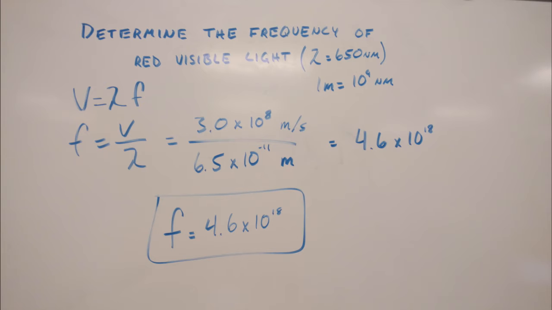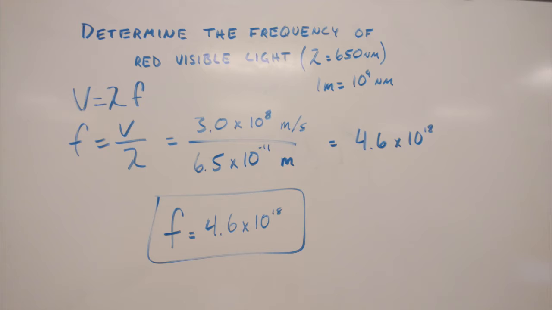The first practice problem says, determine the frequency of red visible light with a wavelength of 650 nanometers. So 1 meter is equal to 10 to the 9th power nanometers. So that's really small. So we use the wavelength formula that we used from simple harmonic motion and waves, which is velocity equals wavelength times frequency.